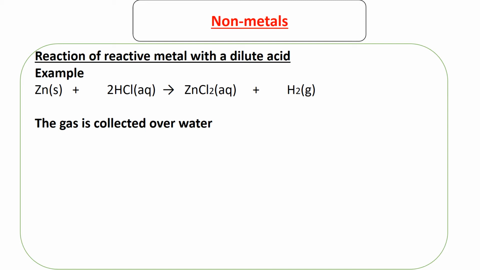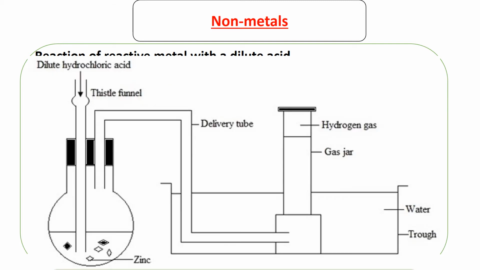It is less dense. So if you put hydrogen in water, it will go up so that it floats on top of water because it is not heavy. So this is the apparatus. We have a thistle funnel where we are going to pour the dilute hydrochloric acid. Then we have pieces of zinc here.